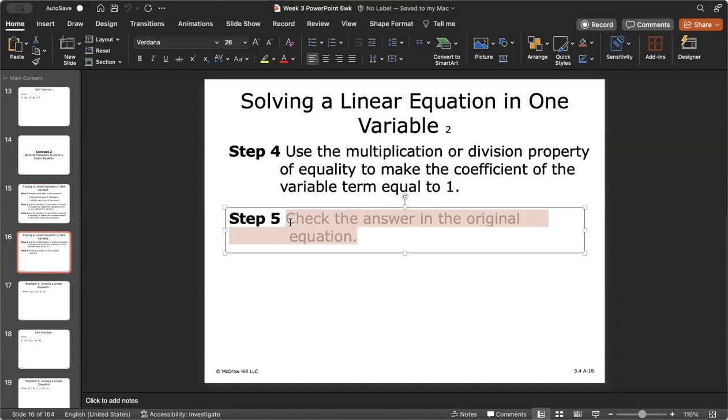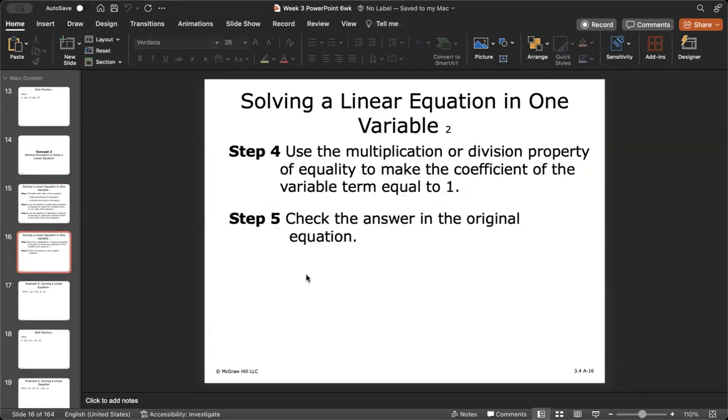And then something I didn't do here, but it's certainly encouraged and recommended, and hopefully you do, is check your answer, make sure it's right. One of the things that's fun about equations is you can actually check your answer and know if you're right or wrong before you ever submit it. So just keep that in mind as well.